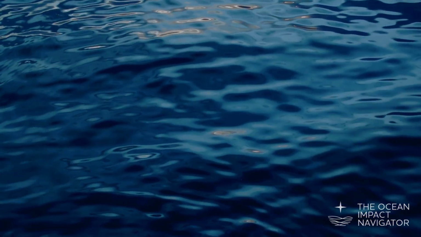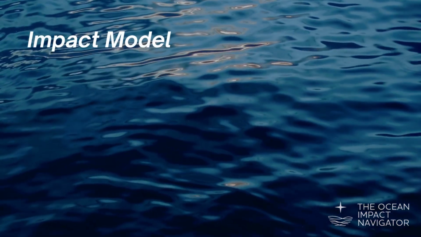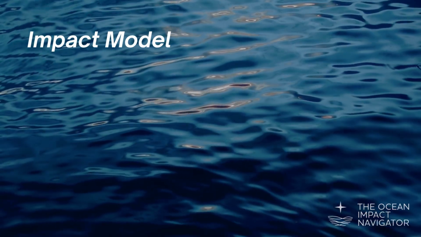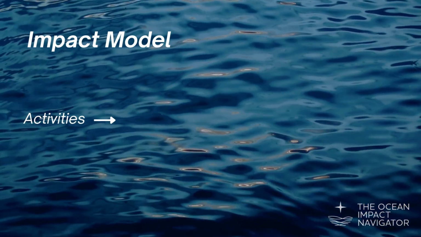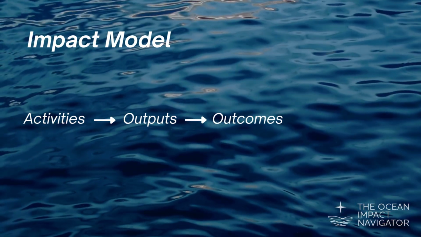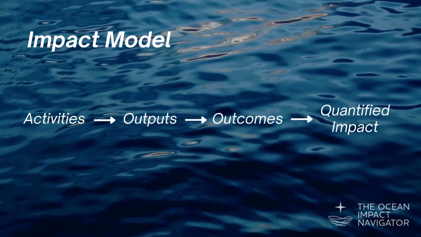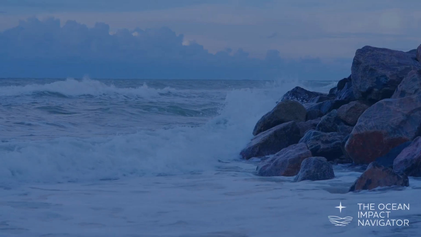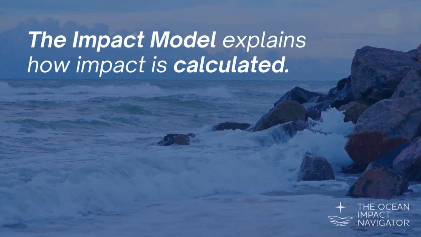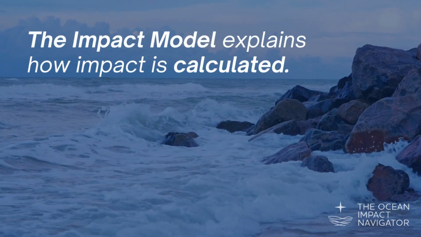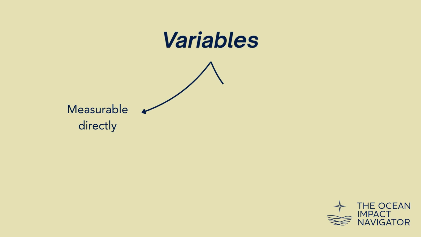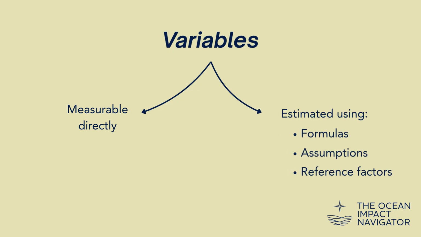To structure this calculation, we rely on the impact model, introduced in previous modules, translating activities into outputs, outputs into outcomes, and outcomes into quantified impact. Unlike the theory of change, the impact model explains how impact is calculated. Within this model, some variables can be directly measured. Others cannot be directly observed and must be estimated using formulas, assumptions, or reference factors.